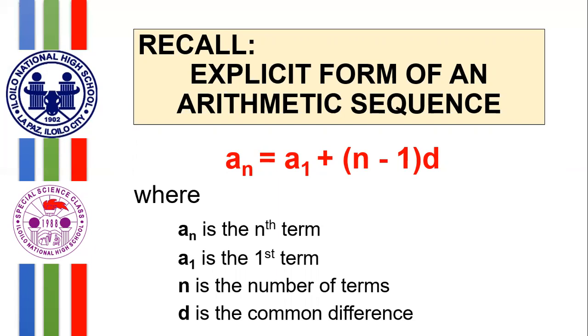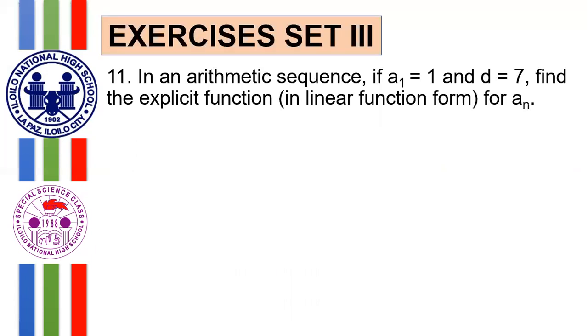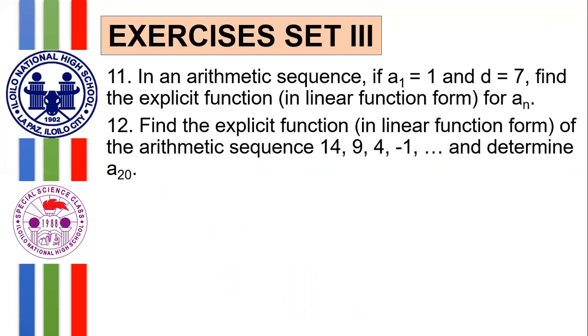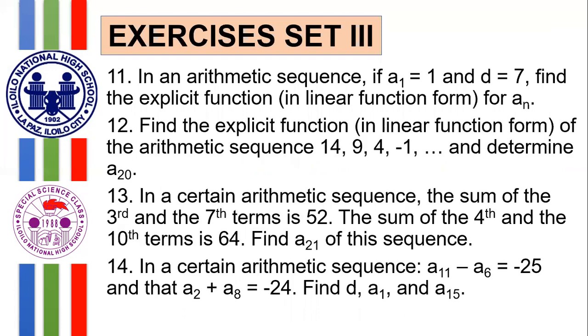Now, let's have these items. So here are the 4 items. So we have here 11, 12, 13, and 14. You might think, how come it starts with 11? Because set 1 is from 1 to 5, set 2 is from 6 to 10, and set 3 is from 11 to 14. So please feel free to pause the video at this point. You may solve on your own and verify if you got the correct answer indeed. Without further ado, let us solve each of these items.